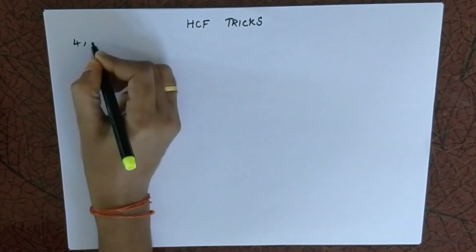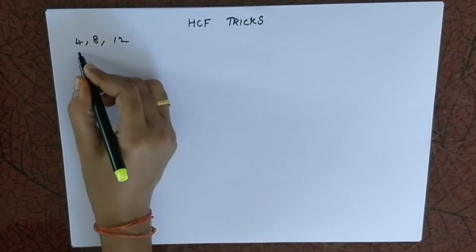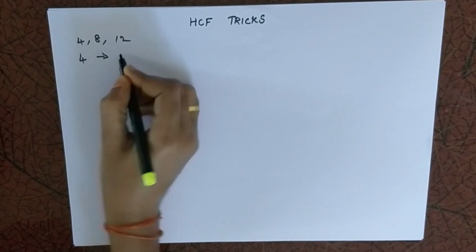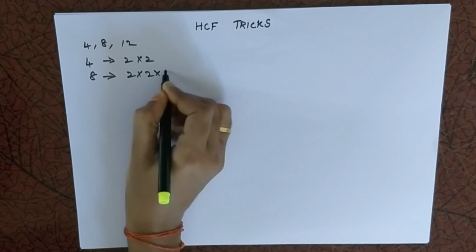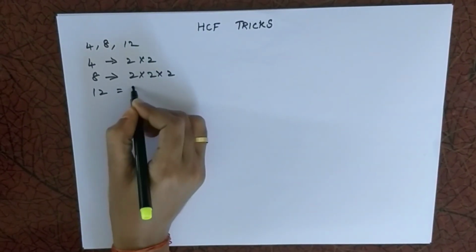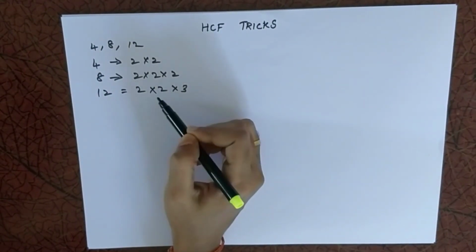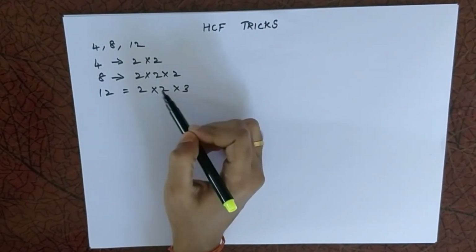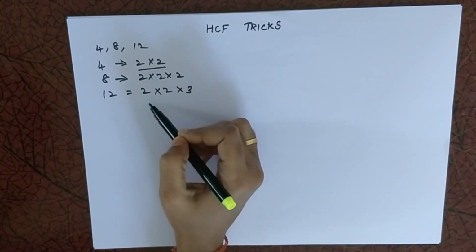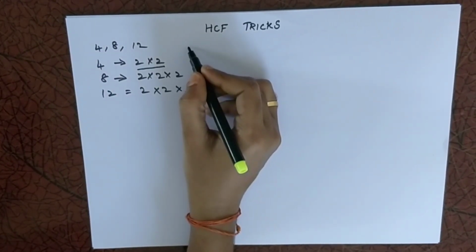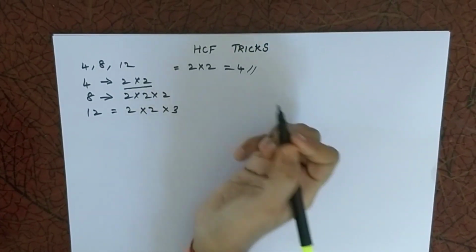If you see this example, to find the highest common factor, we will factorize 4 first. It is 2 into 2. If you factorize 8, 2 into 2 into 2. And 12, it is 2 into 2 into 3. So we see whichever factors are common to all the numbers. Here 2 into 2 is the common factor for all the 3 numbers. So the answer here is 2 into 2, which is 4. So 4 is the HCF.